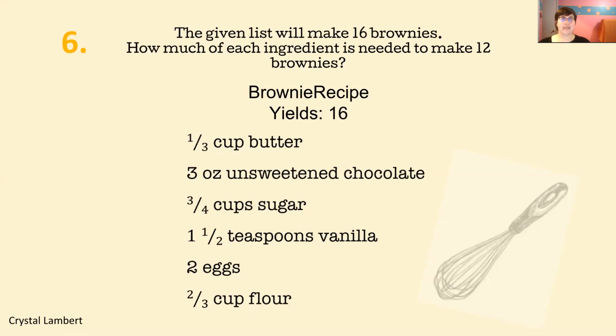Okay, so next we have a recipe, and I am so excited. I love recipes. I love cooking. So we're given a brownie recipe, and it's going to make 16 brownies, or yield 16 brownies, which is just a fancy way of saying make. So in case you see it, there you go. Yield means that's what you're going to produce. So how much of each ingredient are we going to need to make 12 brownies?